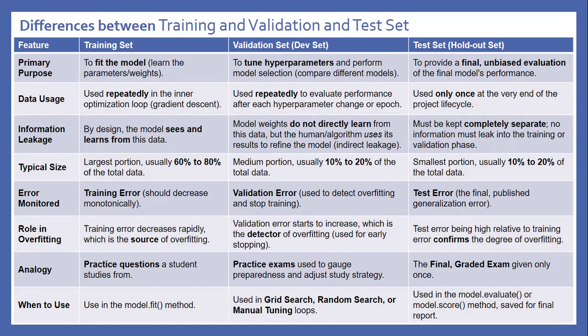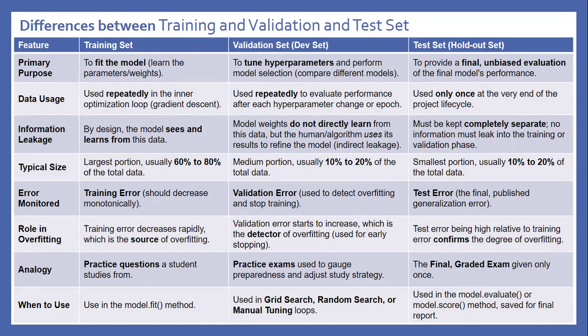Typical size: the training set is the largest portion, usually 60 to 80% of the total data. The validation set is a medium portion, usually 10 to 20% of the total data. The test set is the smallest portion, usually 10 to 20% of the total data. Error monitored: in the training set, training error should decrease more or less monotonically. In the validation set, validation error is used to detect overfitting and stop training. In the test set, test error is the final published generalization error.